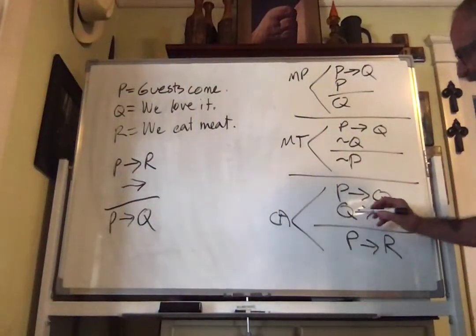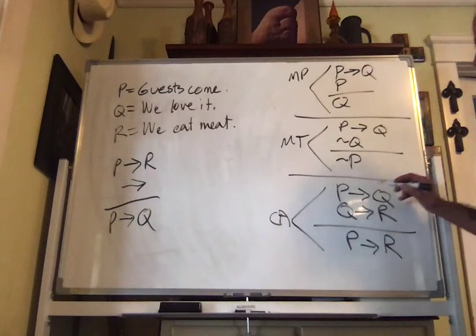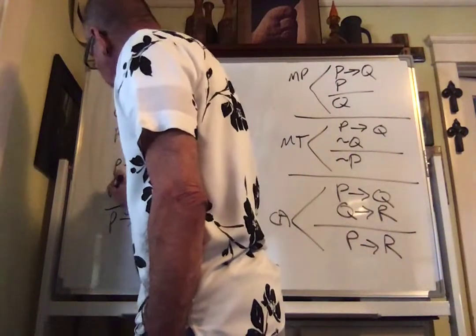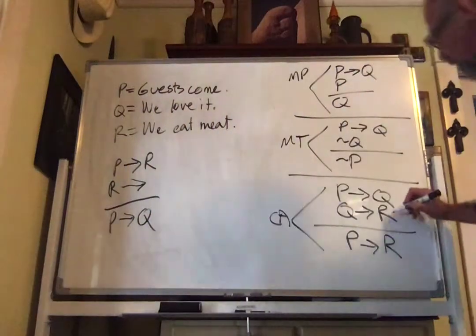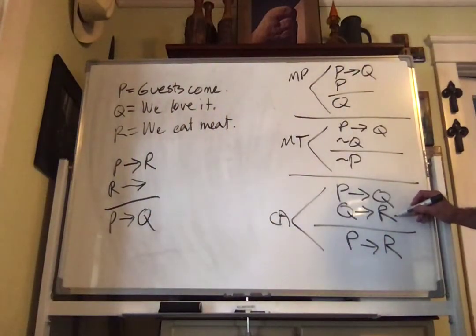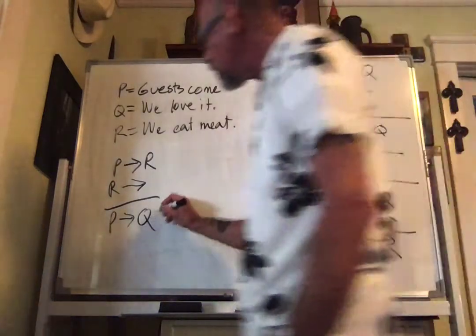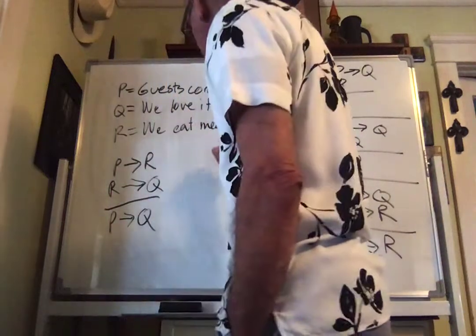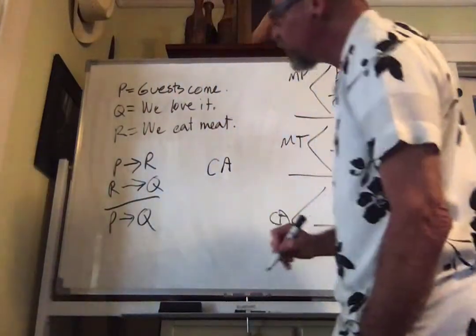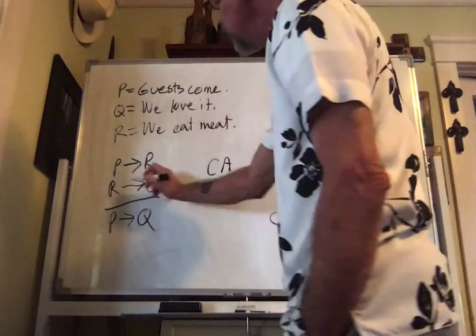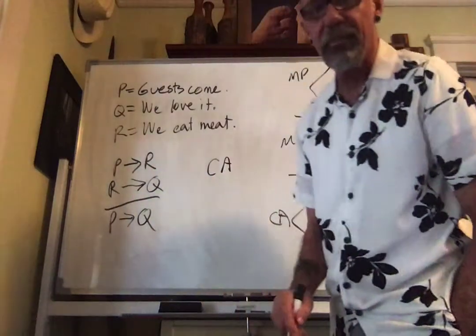Get the antecedent of the unstated conditional premise from the consequent of the other premise, in this case that's R. Get the consequent of the unstated conditional premise from the consequent of the conclusion, in this case that's Q. Mr. Farunga's unstated premise is, in other words, when we eat meat, we love it.